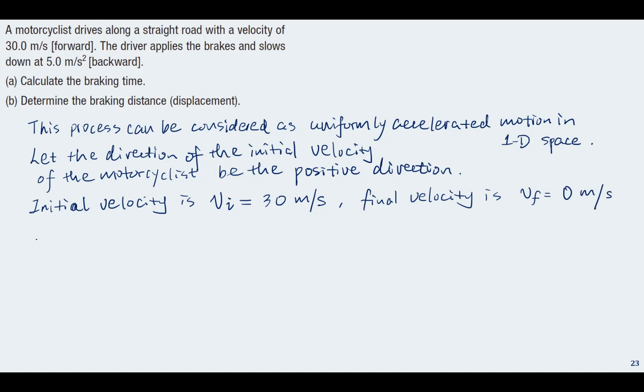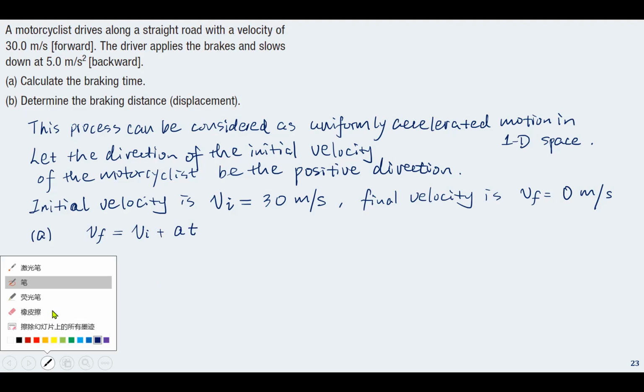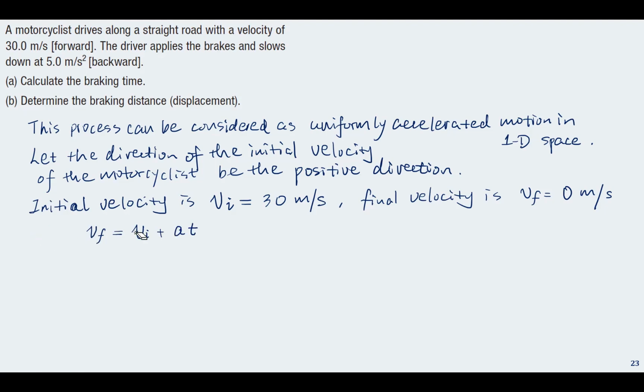And for the first question, we want to calculate the braking time. So note that we have the following relationship. Final velocity equals initial velocity plus a times time interval t, right? Also, because we don't have t in the question, before you use any variables that is not in this question, you have to specify the meaning of that variable, okay?